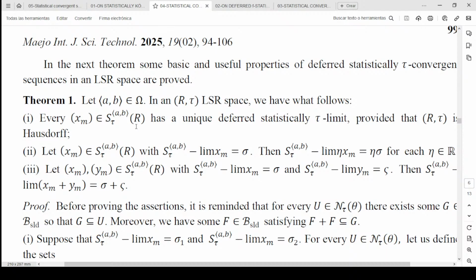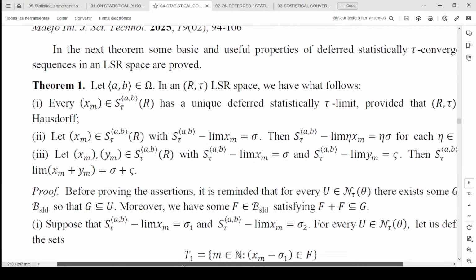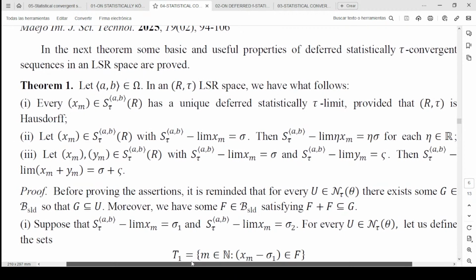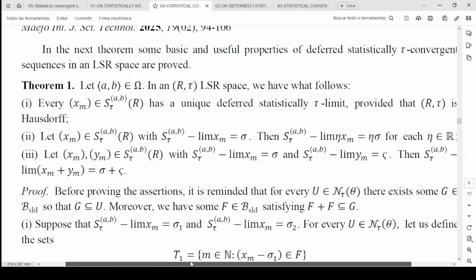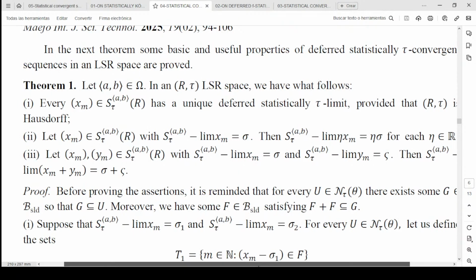In this theorem, we prove some basic and useful properties of deferred statistically tau convergent sequences in a locally solid Riesz space. We see that if a sequence is deferred statistically tau convergent to a vector, then this limit has to be unique if the topology endowed in R is a Hausdorff topology.